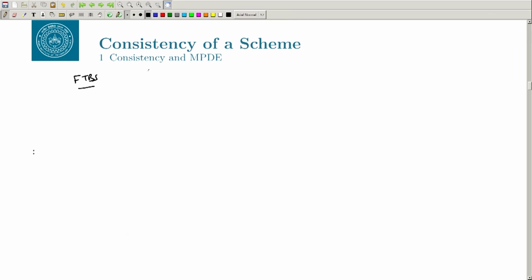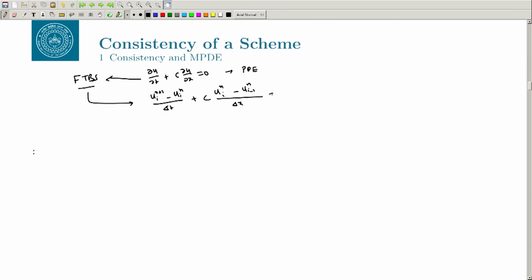Okay. So, your PDE is del u by del t plus c del u by del x equal to 0. So, this is your PDE. Apply this scheme, and it will lead to your differential equation, which is basically (u_i^(n+1) minus u_i^n) by delta t plus c (u_i^n minus u_(i-1)^n) by delta x equal to 0. Okay. So, this is my finite difference equation, right.